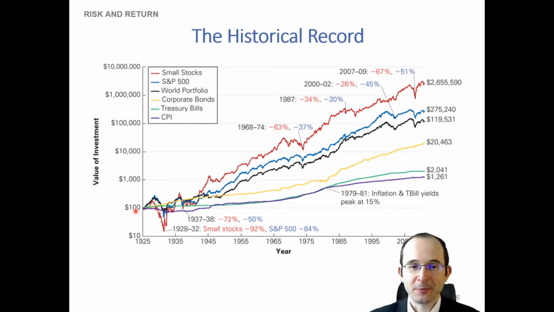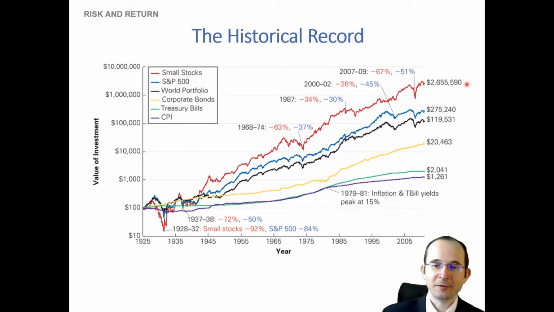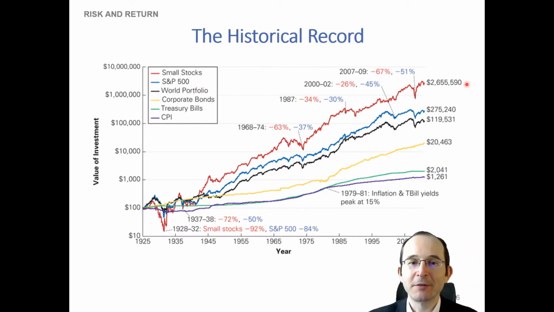You can see that, first of all, this is on the vertical a log scale, so the value of our investment is not linear but actually exponential. And that's required because if you consider the evidence, the small stocks really run away with the game historically. If you had invested $100 in small stocks in 1925, by the end of 2011, this data goes through 2011, you would have 2.6 million. And that's actually about 10 times better than what you would have realized if you had instead invested in the S&P 500, even with potentially a lot more bankruptcies in small stocks, and certainly, as you can see, a lot more volatility.